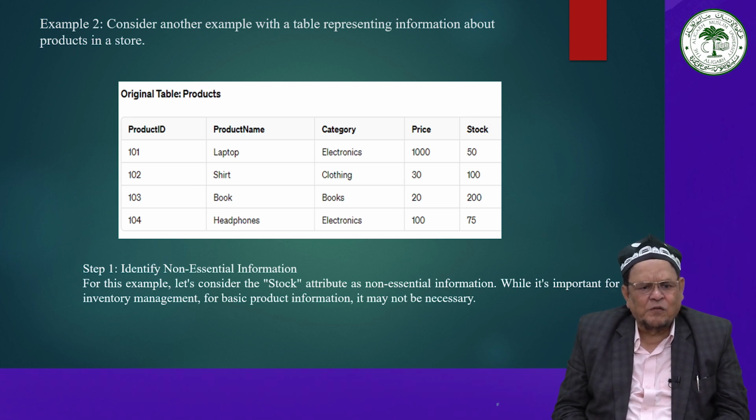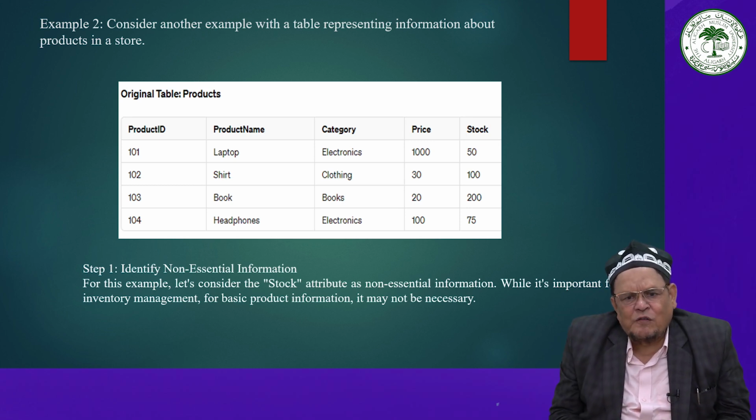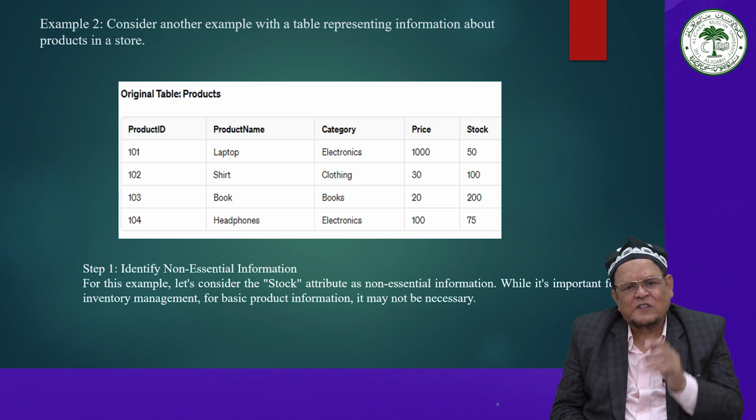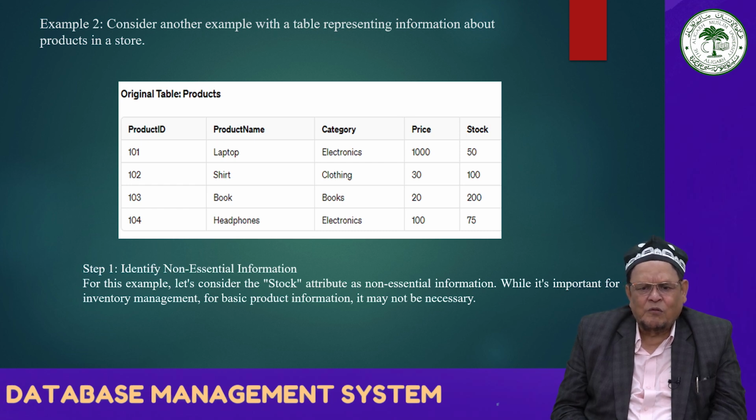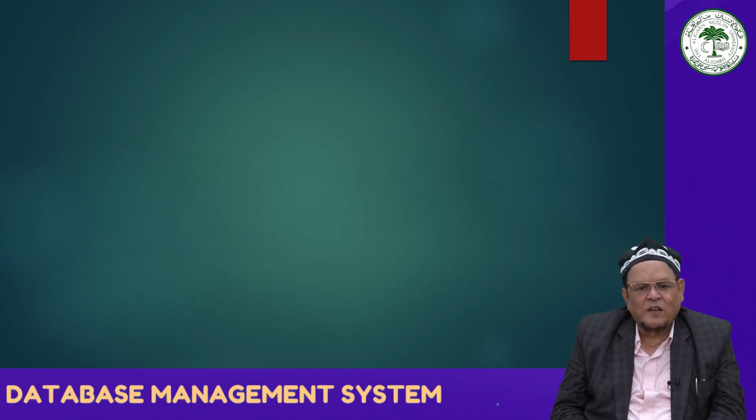Step 1, identify non-essential information. Here you can see on the screen that stock is non-essential. So for this example, let's consider the stock attribute as non-essential information. While it is important for inventory management, for basic product information it may not be necessary.